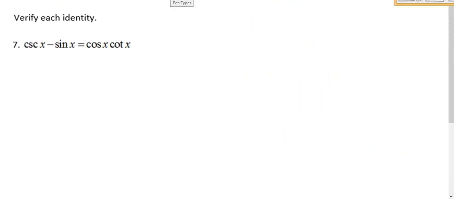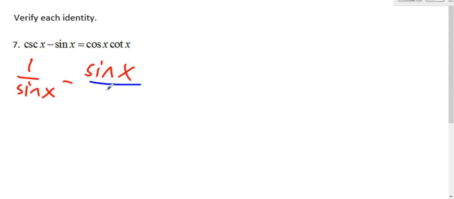All right, so this time I'm going to start on the left side just because it has the minus. I always prefer to start with those. Cosecant is 1 over sine minus sine. Then since it's two terms, the easy thing to do is get a common denominator so you can combine them. So multiply this one by sine x, so it becomes sine squared over sine.